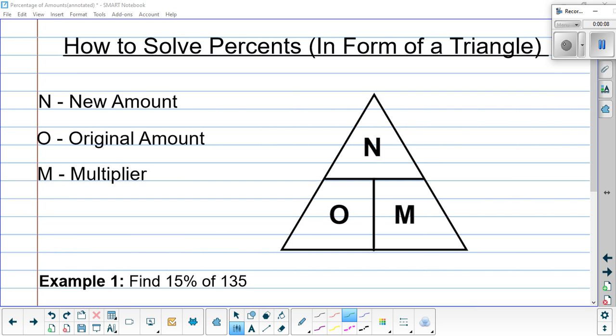So, we've been talking about this NOM, so this new amount, original amount, or multiplier. Sometimes I call them the new and the old, just kind of interchangeably.